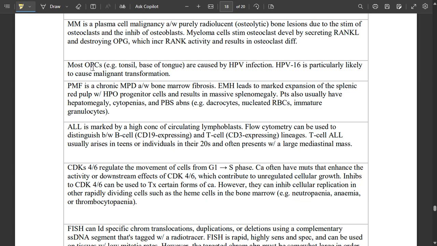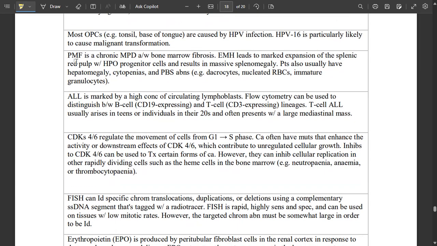Most oropharyngeal carcinomas, such as base of tongue, are characterized by HPV infection. HPV 16 is particularly likely to cause malignant transformation. So oropharyngeal carcinoma is caused by HPV infection, as is cervical cancer. HPV 16 is more prone to cause this transformation.